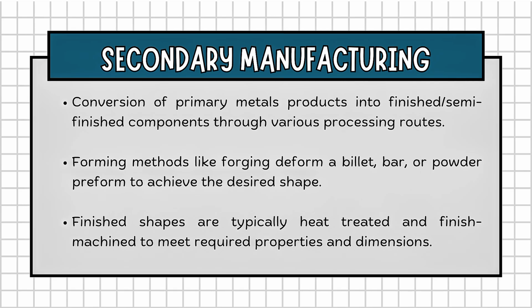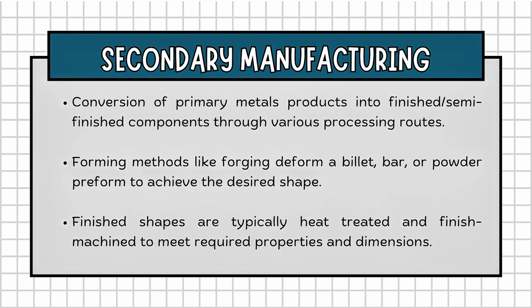Secondary manufacturing in adaptive metallurgy refers to the process of conversion of primary metal products into finished or semi-finished components through various processing routes. Secondary manufacturing takes the raw primary metal outputs like ingots, billets, or cast shapes and transforms them into more refined, usable components. What's important here is that this stage isn't limited to just one method. Several routes can be used depending on the required geometry, material, and application. These processes aim to give the metal its first functional shape before any final treatments or machining are done.